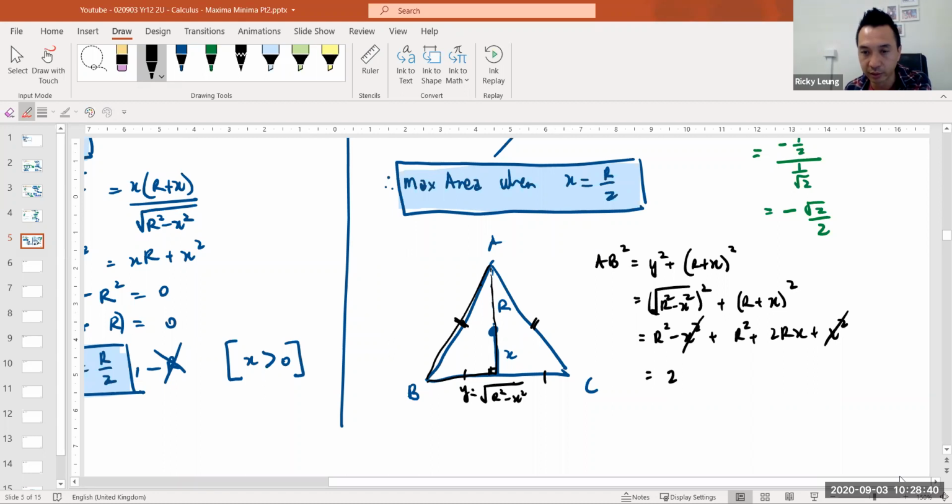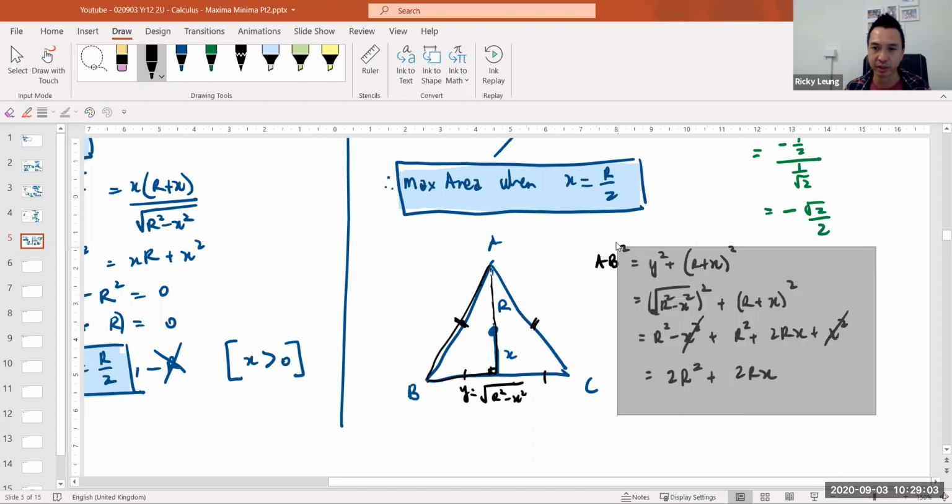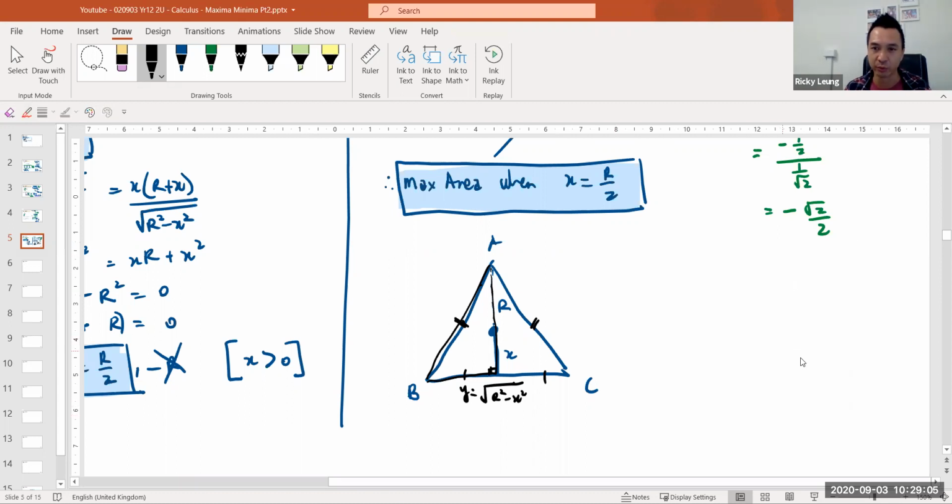2r squared plus 2rx. Is that what I want? Because I can take the square root of that. Let me have a think. Because if that's the square of that, then I want this guy to be 2 times that. You know what? I'm not going to do it this way. Pythagoras, I think I can carry that forward, but instead, can I just use that right angle triangle here?